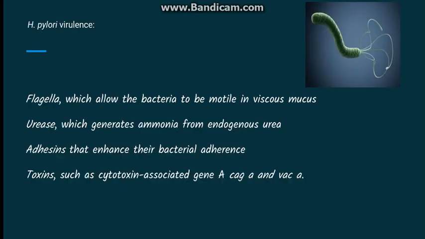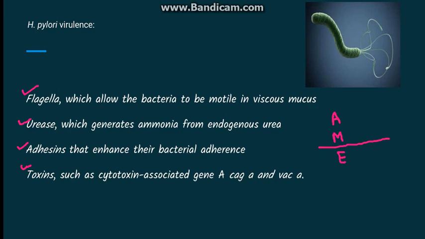Now going to the pathogenesis of H. pylori. H. pylori virulence is caused by four factors mostly: the flagella, the urease enzyme, the adhesins and the toxins which are secreted by the bacteria. Now if you remember, this is the gastric epithelial cell, second is the layer of the mucus, and then is the layer of the acid.